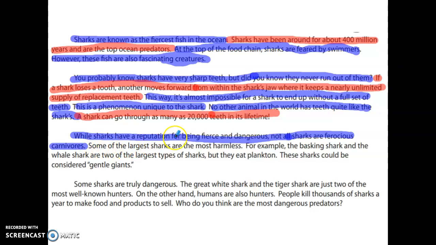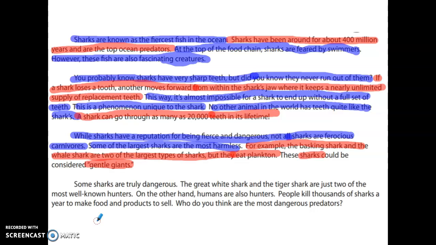Next one says, some of the largest sharks are the most harmless. Like I said, I think I can find another sentence that has more information. This next one says, for example, the basking shark and the whale shark are two of the largest types of sharks, but they eat plankton. That is my most important sentence. I'm also going to highlight the term gentle giants because I think that's going to be important to mention in my summary. All right, let's look at the last paragraph.